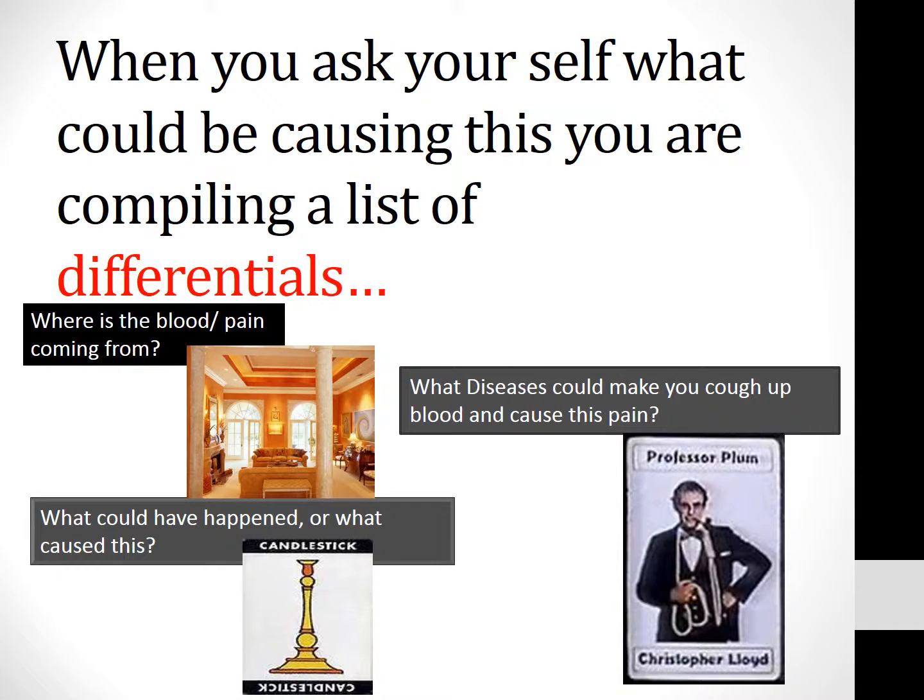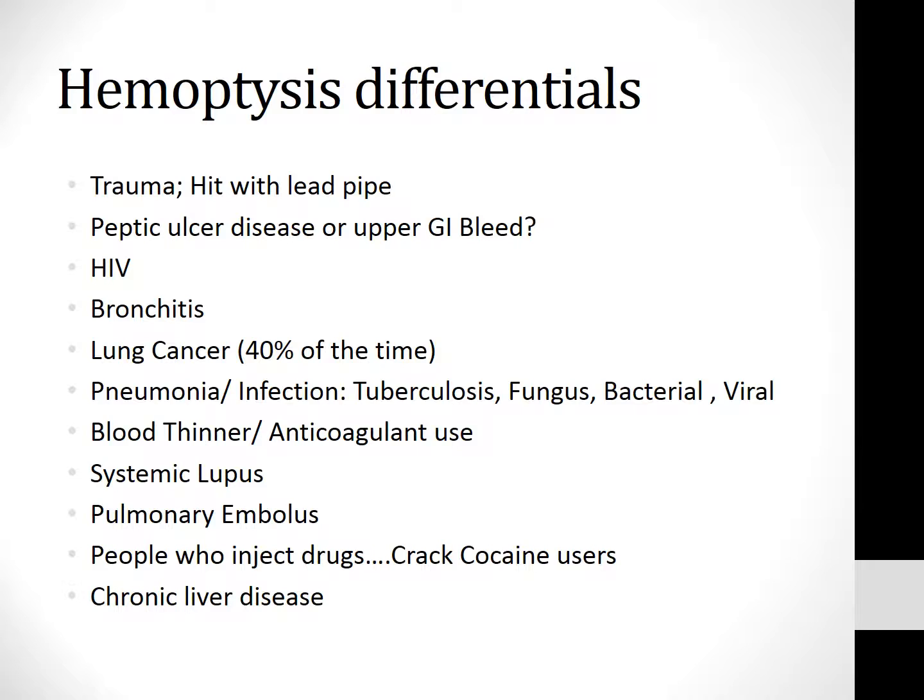Or what could have caused it? Did he get hit with something? Did he have too much blood thinners? Gee, let's see. What could it be? So let's think about the differentials that we could have for hemoptysis. Hemoptysis could be caused from trauma. He could have been hit with a lead pipe. He could have had a history of peptic ulcer disease or a history of upper GI bleeding. He could have a history of HIV. A nice guy like Bowinkle, who would have thought, huh?